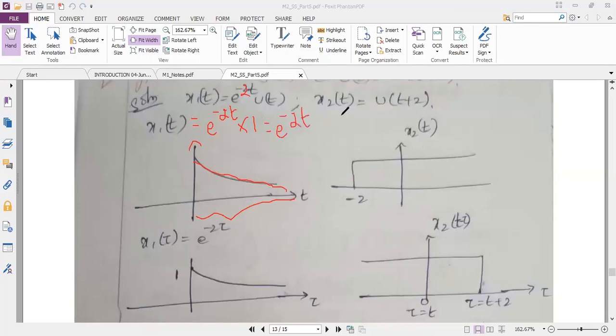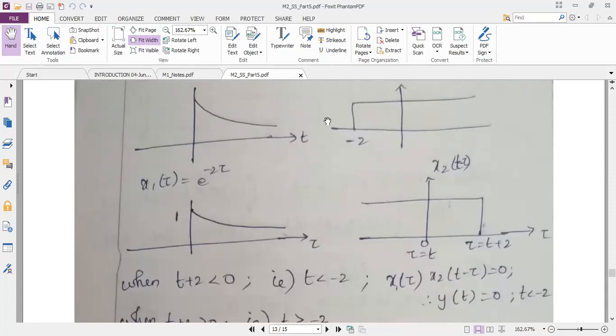Then you all know very well how to draw x2 of t. It is u of t plus 2. You know how to draw u of t. It starts from the origin, and t plus 2 means it will start from minus 2. So these are the basic preliminary steps we have to follow. As soon as we draw the diagram as per the expression, we have to write it for x1 of tau and x2 of t minus tau. That is the second step, and you know very well how to do that.